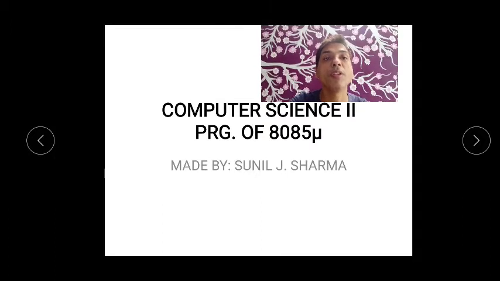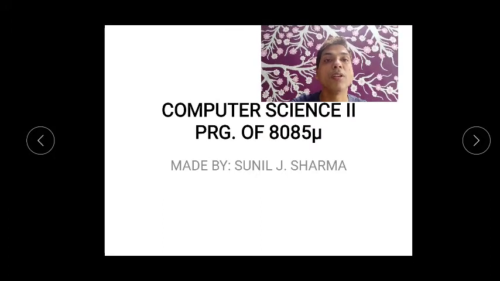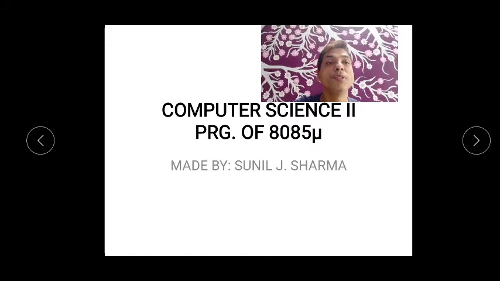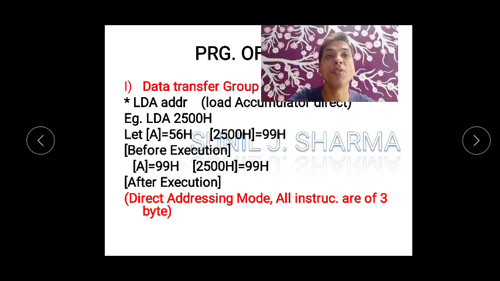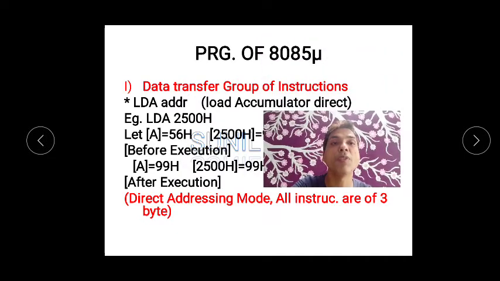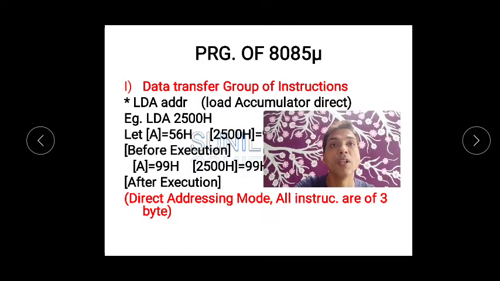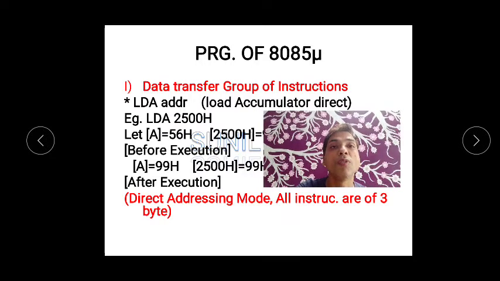Hello everyone, welcome once again to a new session of the chapter on programming of the 8085 microprocessor. In the previous topics we have already seen the data transfer group of instructions, the MOV instruction, and we have done all the instructions of MOV. Today we'll go with the other instructions. The first one is LDA address.